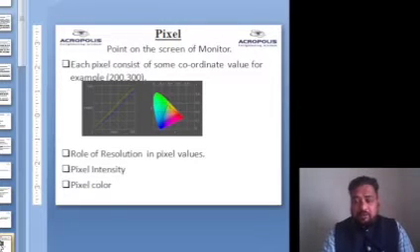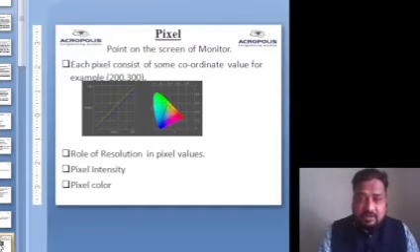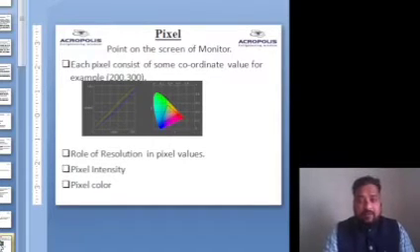So we can define a pixel: a point on the screen of the monitor is called a pixel, and every pixel has a unique coordinate value, a unique intensity and a color. Means every pixel has a unique coordinate value with a color. By different colors, a pixel can be displayed. By different intensity, a pixel can be displayed.